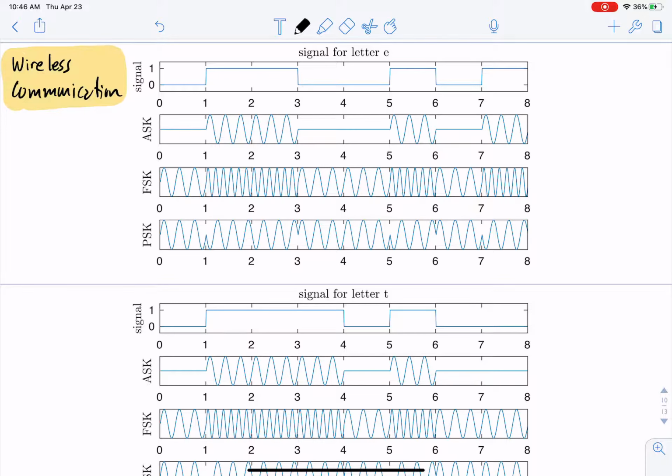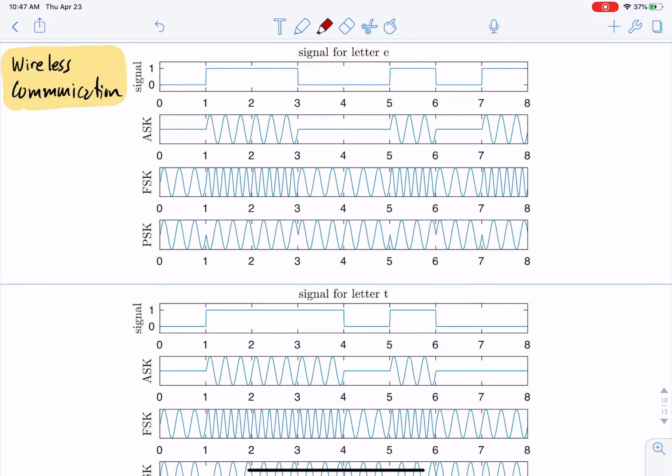So pretty much the entire world has agreed that the letter E is encoded by sending in a binary way. So you send a 0, then a 1, then a 1, then a 0, then a 0, then a 1, then a 0, then a 1. Okay, so if we look at this chart here, we have 0, 1, 1, 0, 0, 1, 0, 1. Okay, so that's the signal we would like to send.